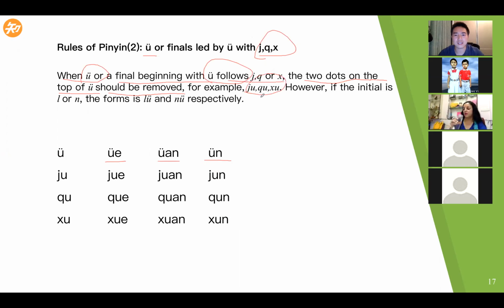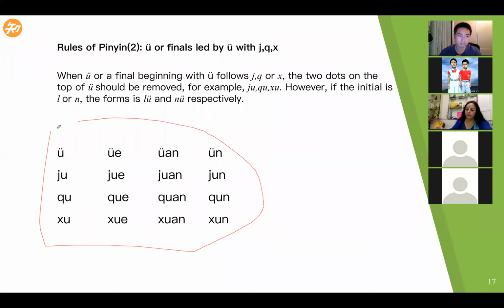For example, just like this. And for other initials, the two dots should stay. For example, lu and nu, the forms are still lü and nü, respectively. Okay, now let's take a look at this table and try to read this out. First I will read these finals for you to remind you how to pronounce them. Then let's try together to read this.